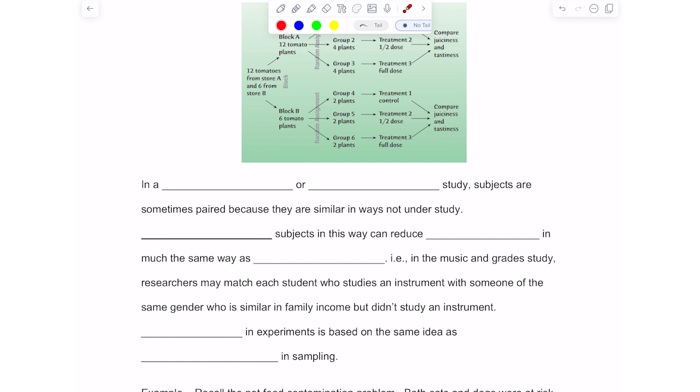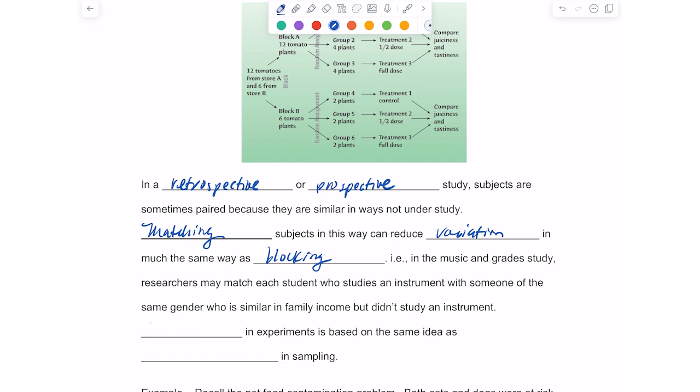In a retrospective or prospective study, subjects are sometimes paired because they are similar in ways not under study. Matching subjects in this way can reduce variation in much the same way as blocking. So for example, in the music and grades study, researchers may match each student who studies an instrument with someone of the same gender who is similar in family income but didn't study an instrument.